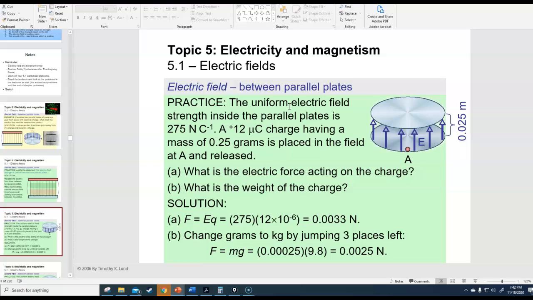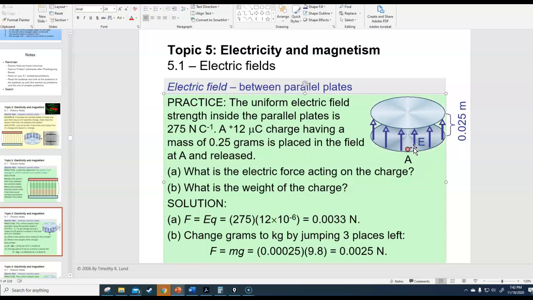It says the uniform electric field strength inside the parallel plates is 275 newtons per coulomb. A positive 12 microcoulomb charge having a mass of 0.25 grams is placed in the field at A and released.